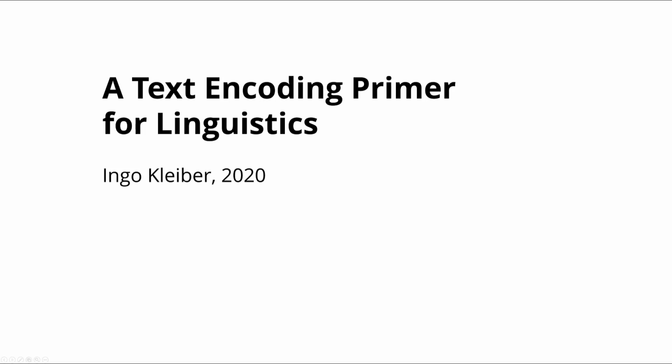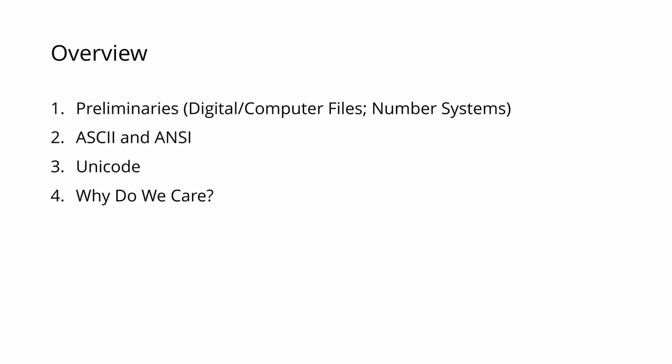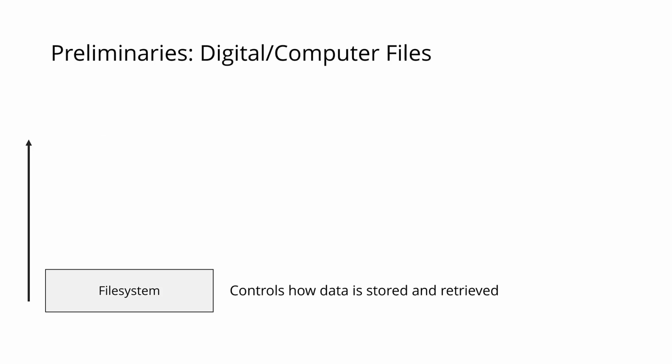So first, we're going to have a look at some preliminaries, that is, how do files work. And then we have a quick look into number systems. It's going to be a little bit of math, but nothing too serious. We are then going to look at the older standard, American Standard Code for Information Interchange, and the ANSI standard, and then we're going to look at Unicode. And finally, we are going to discuss why we care about this, or why this is important to us.